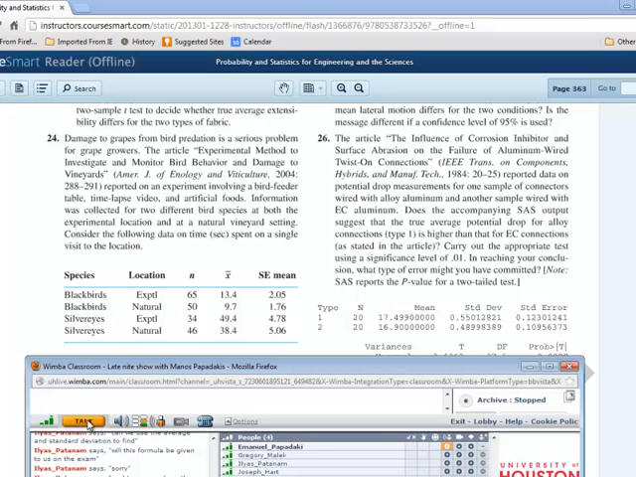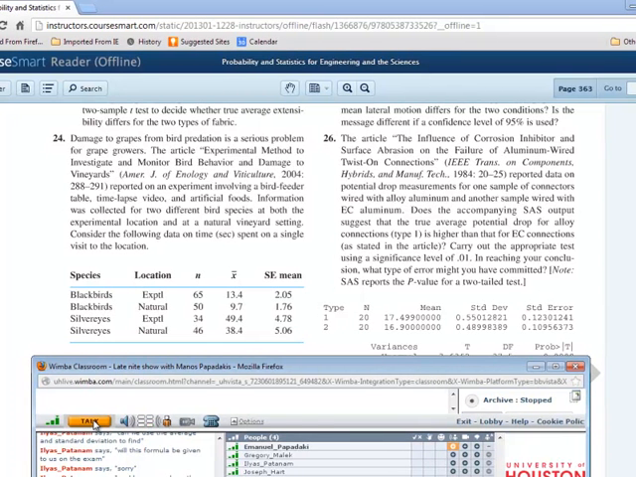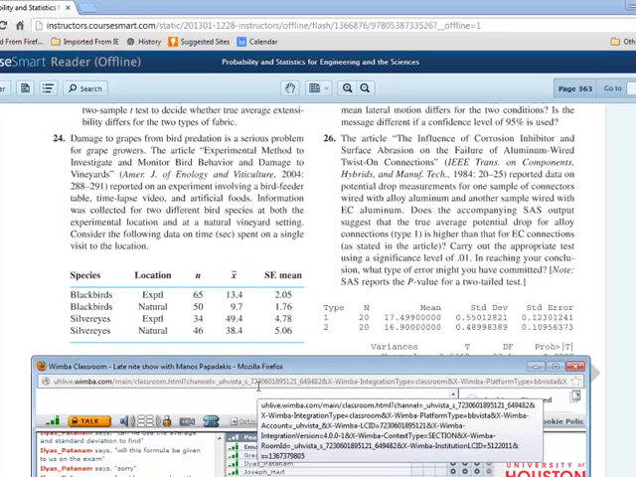Okay, let's look now at the populations. Which are the populations? Let's read the problem. Damage to grapes from bird population is a serious problem. We have reported on an experiment involving a bird feeder table, time lapse video, and artificial foods. So what are our random variables? Time spent on a single visit to the location where the actual grape is.